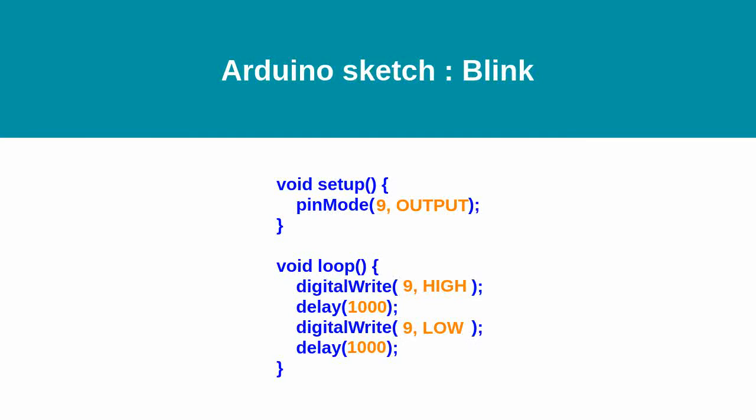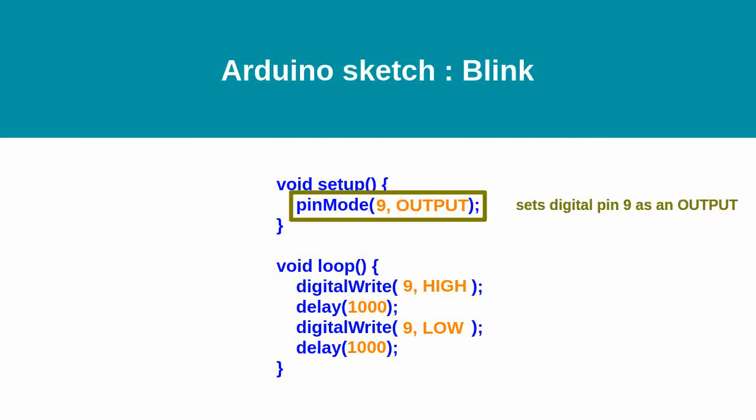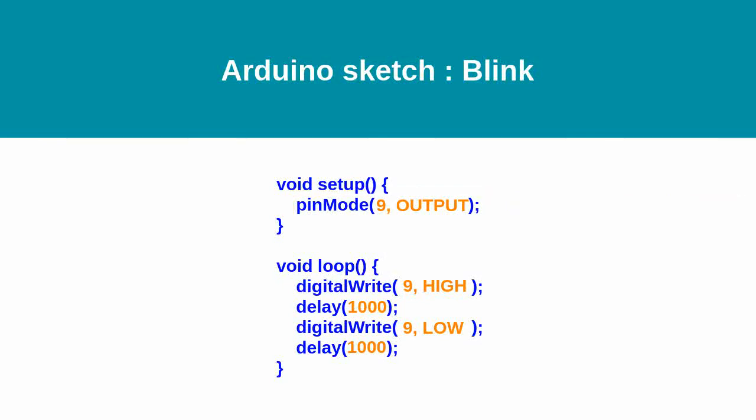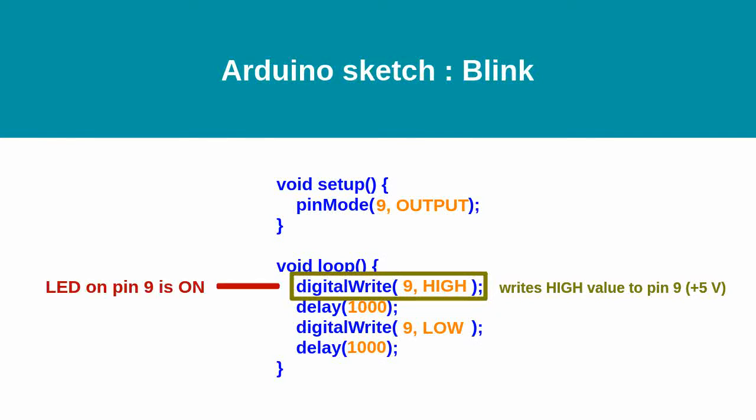Let's see now in detail our blink sketch. In the setup function, the pinMode command is used to initialize digital pin number 9 as an output. In the loop function, the command digitalWrite is used to set the state of digital output number 9. Here the state is set to high, which means that pin 9 will deliver 5 volts. If you remember well, that means that the LED which is connected to this pin will be lit up.